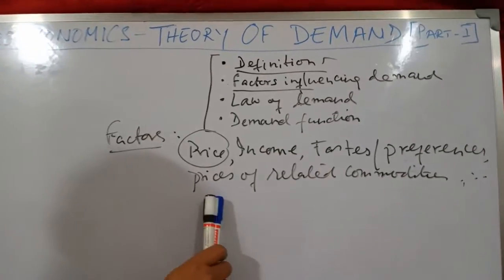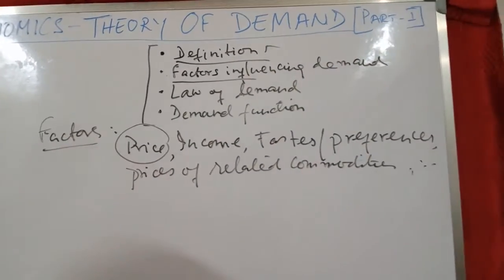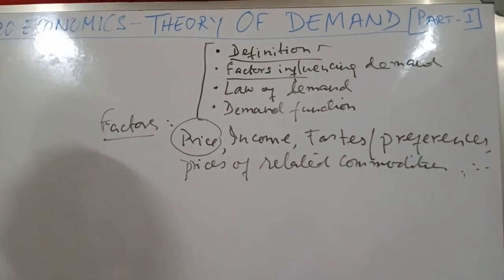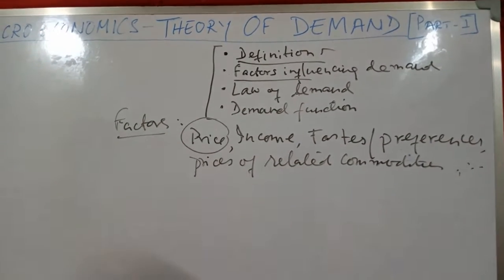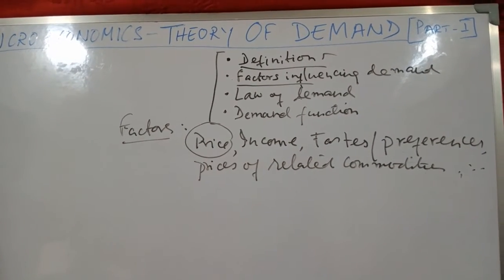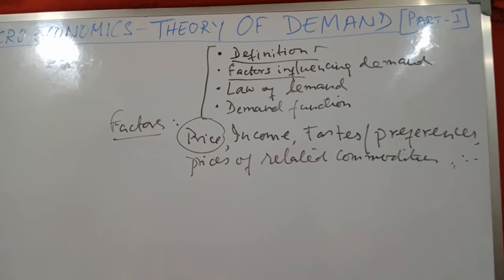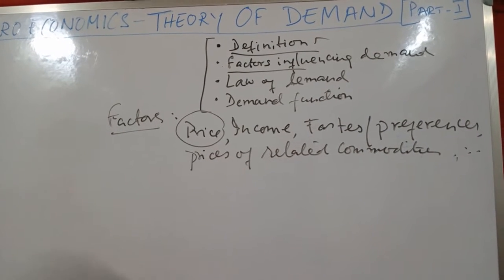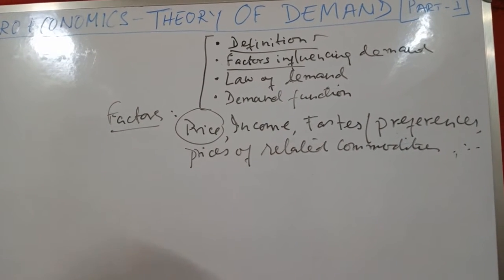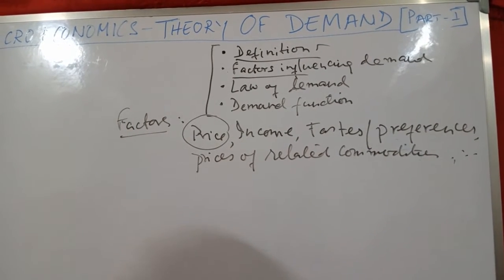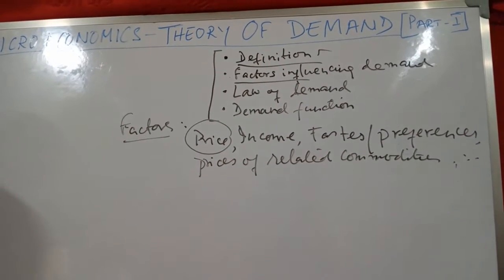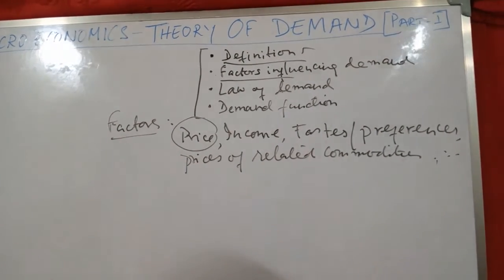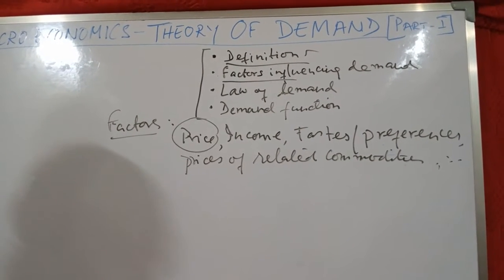Next, prices of related commodities, that is, prices of substitute and complementary goods. When two goods are substitutes, that means one good can be substituted for another good. In that case, if price of one commodity increases, then demand for the other commodity will also increase, because since the goods are substitutes to each other, the consumer will prefer that good whose price is relatively less.